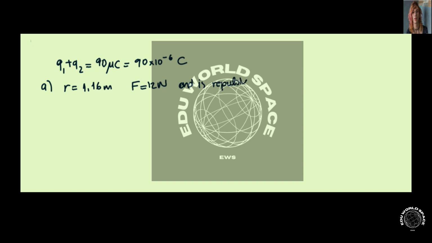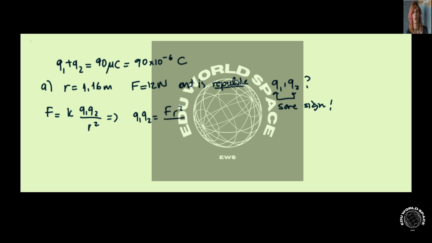That's an important part. What are Q1 and Q2? Repulsive means Q1 and Q2 have the same sign, right? Either both of them are positive or negative. So let's remember Coulomb's law, F equals k Q1 Q2 over r squared. Let's separate unknowns on one side of the equation and the knowns on the other. So Q1 times Q2 is going to be equal to F r squared over k using Coulomb's law.